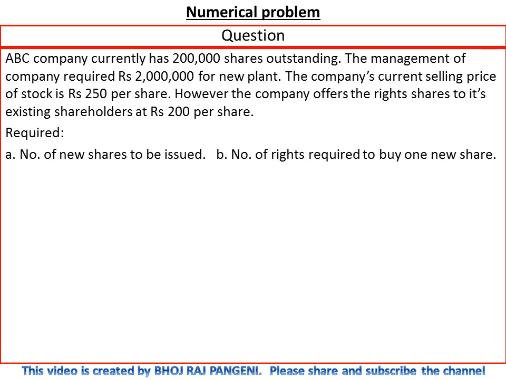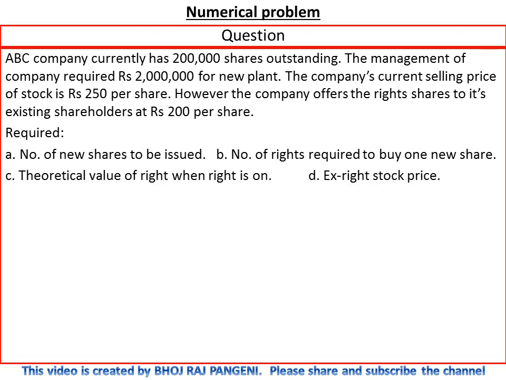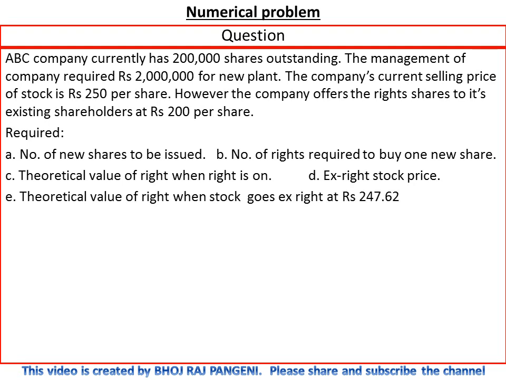A, required number of new shares to be issued. B, number of rights required to buy one new share. C, theoretical value of right when right is on. D, ex-right stock price. E, theoretical value of right when stock goes ex-right at rupees 247.62.